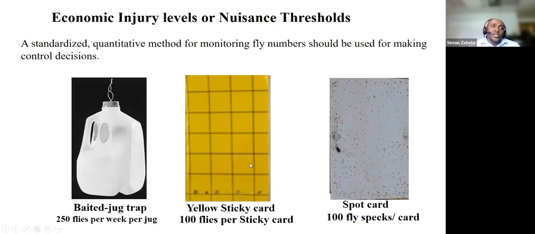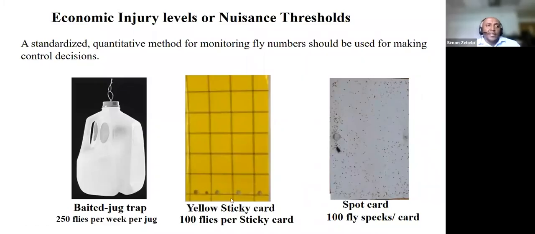And also we can use yellow sticky cards. The yellow sticky cards are very easy to use, both spot card and yellow sticky, very easy to use. The only thing is they may be covered by dust, or they may trap a lot of flies, so their efficiency might reduce. But relative to a baited jug trap, which is tedious, where you need to empty these jugs weekly, they need a lot of work. They need pheromones. These two types of monitoring system, the yellow sticky card and the spot card, are very easy.